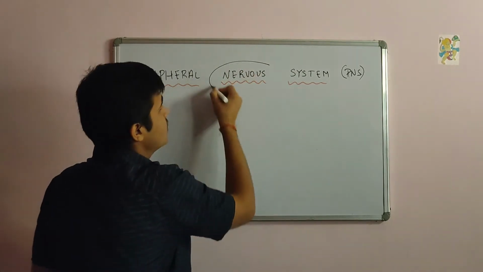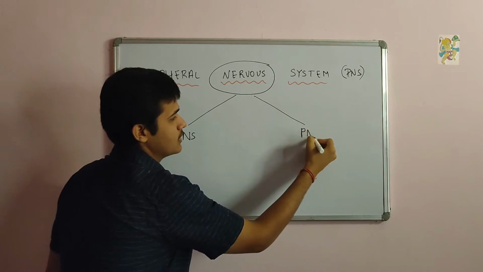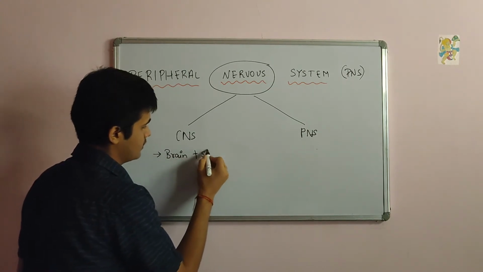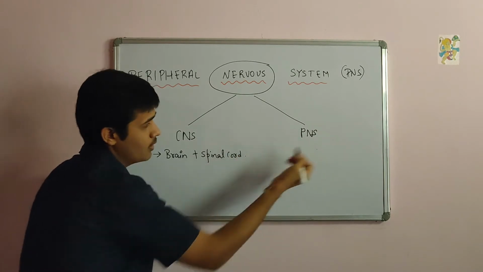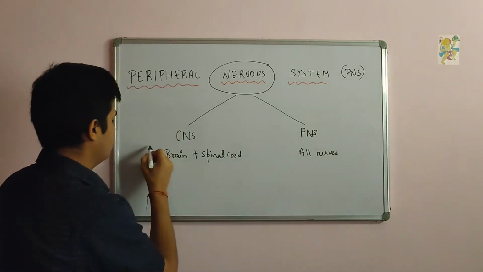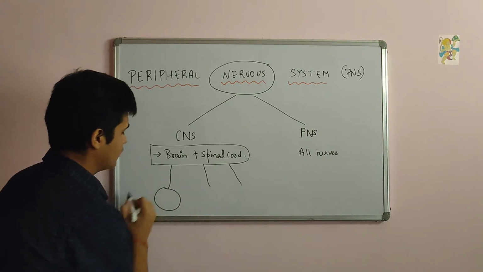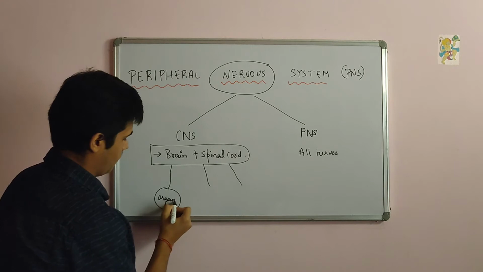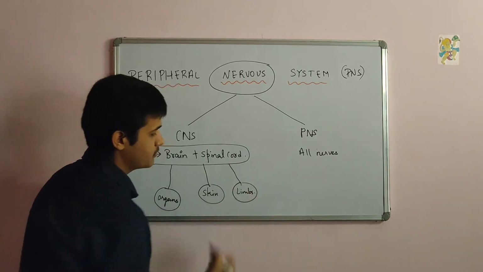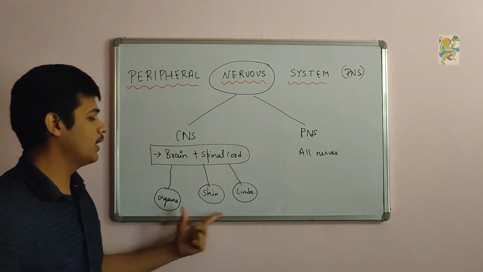All of us know that our nervous system is mainly divided into two parts, that is central nervous system and peripheral nervous system, CNS and PNS. Central nervous system includes brain plus our spinal cord, whereas peripheral nervous system includes all the nerves that are coming out from brain and spinal cord. These nerves go and get connected to other parts of body like our organs, skin and limbs.